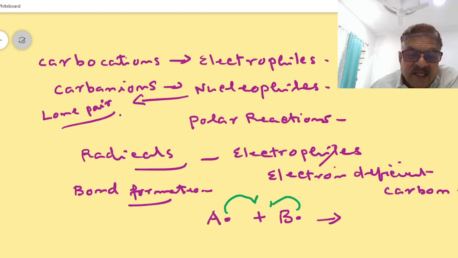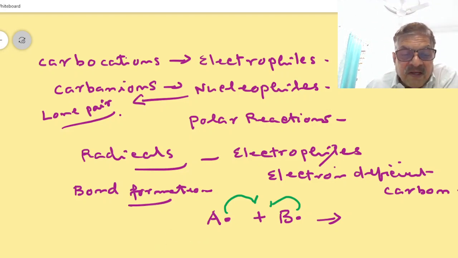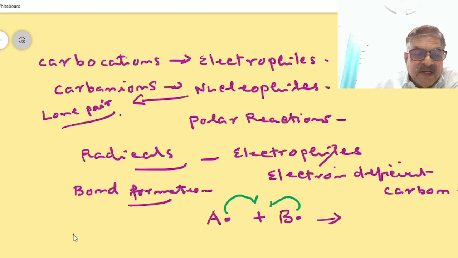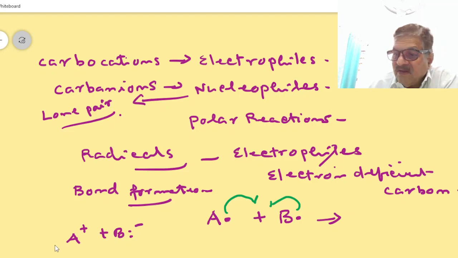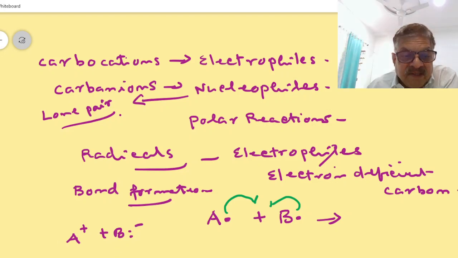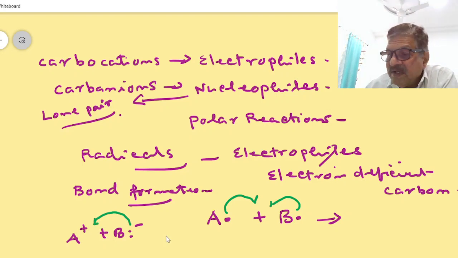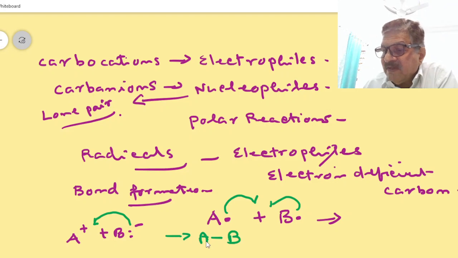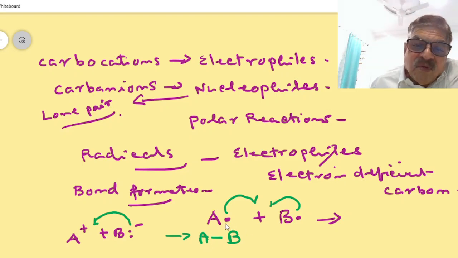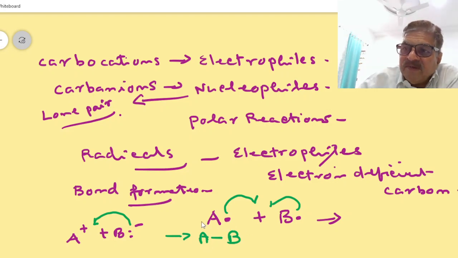In the same way, for ionic intermediates, in the case of heterolytic cleavage, we have A plus and B minus. So the reaction can proceed in this fashion. B minus can come here and form a bond AB. So these are the two ions forming a bond. Therefore, bond formation and bond cleavage here.